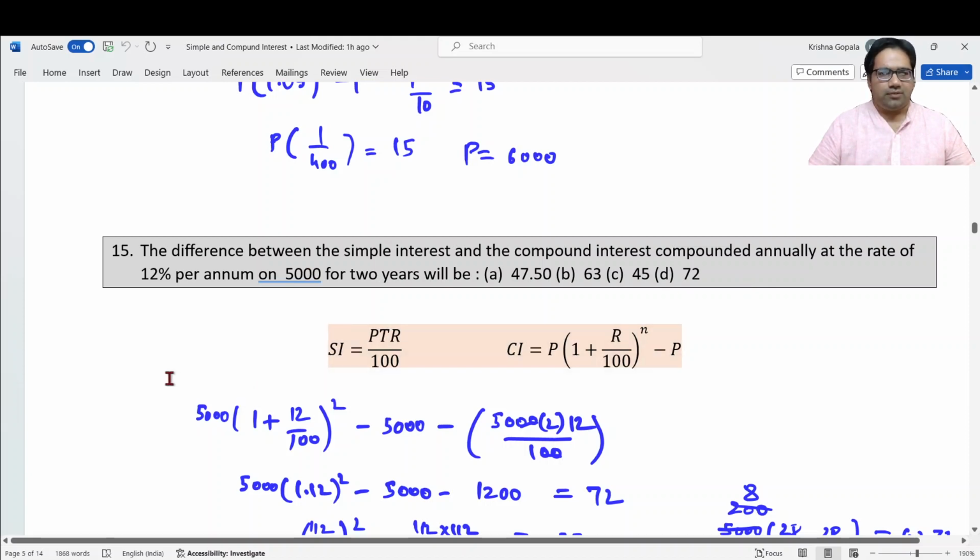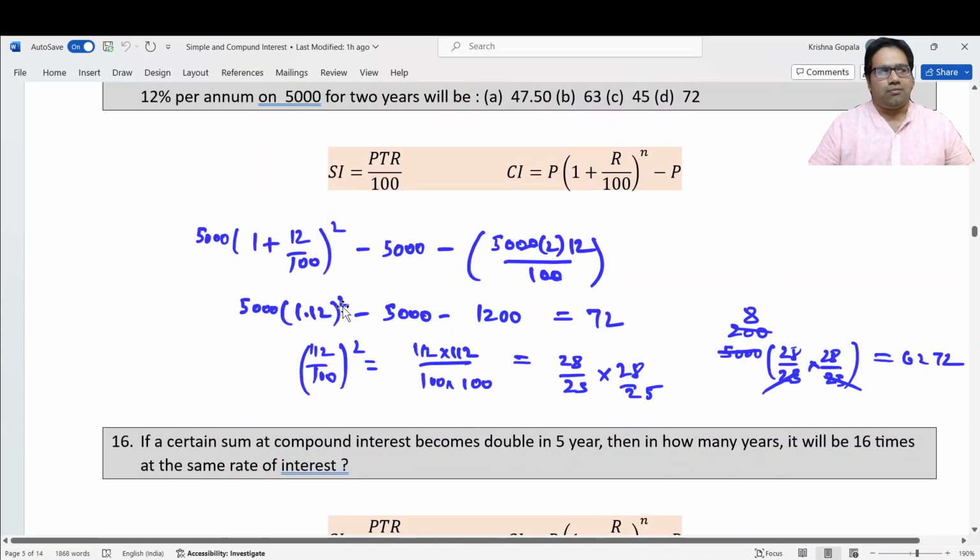Okay, right. So, what is the compound interest? P into (1 plus R by 100) whole power n minus P. This is the compound interest. PTR by 100 is the simple interest. That means 5,000 into (1 plus 12 by 100) for 2 years, minus 5,000. This is the compound interest. Minus 5,000 into time 2 into rate 12 by 100. So if you solve this, 5,000 into 1.12 square minus 5,000, minus this one, right?